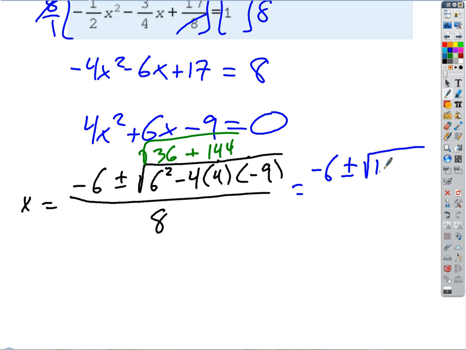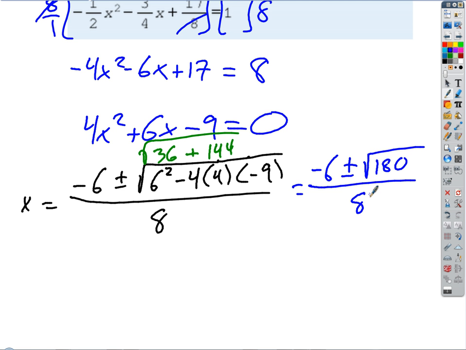Or minus the square root of 180, all divided by 8. So we've got to simplify that radical, right? Now, remember what that means. That means we want to get as much of the number outside of the radical as we can. Our only way of doing that is to break it up into products of perfect squares and other numbers, right?